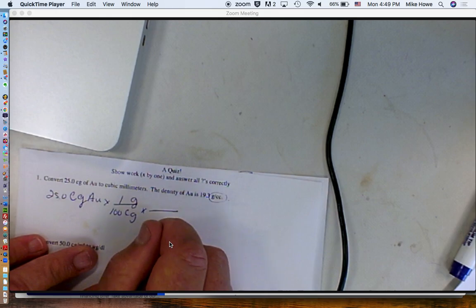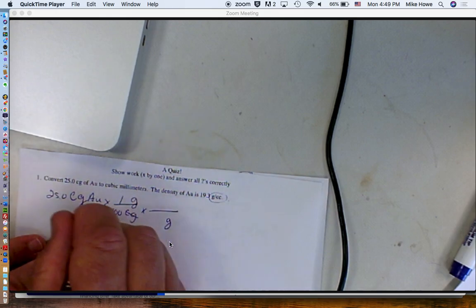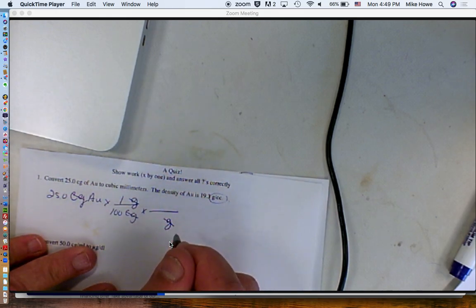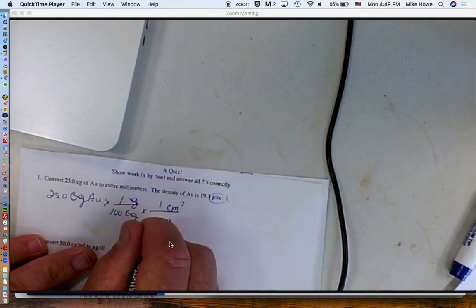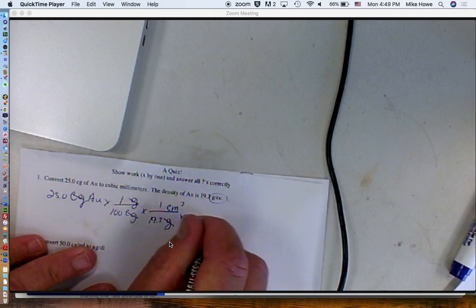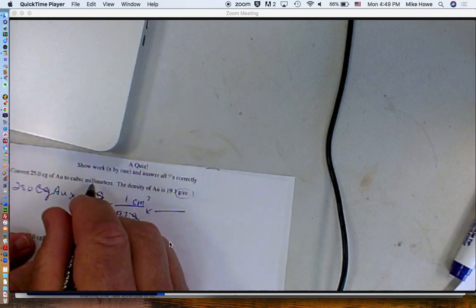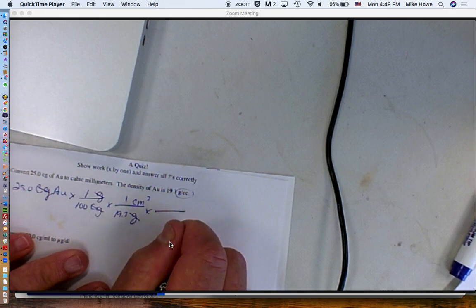On the bottom of the next step, you need grams, get rid of it. So centigrams go away, you need to get rid of grams right here, and cubic centimeters on the top. The numbers are 1 cubic centimeter is 19.3 grams. Then we want to go to cubic millimeters, so you're going to have cubic centimeters here.